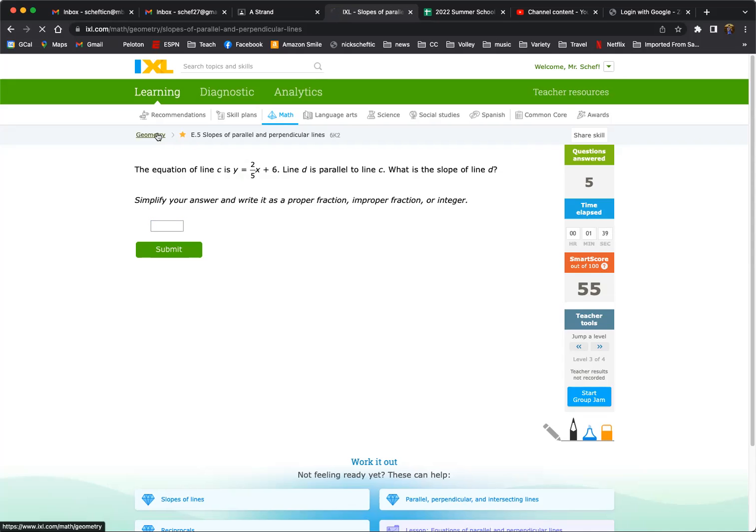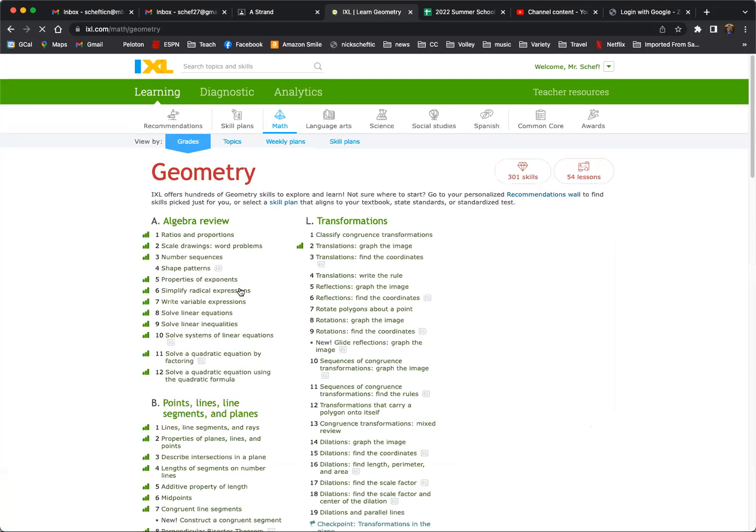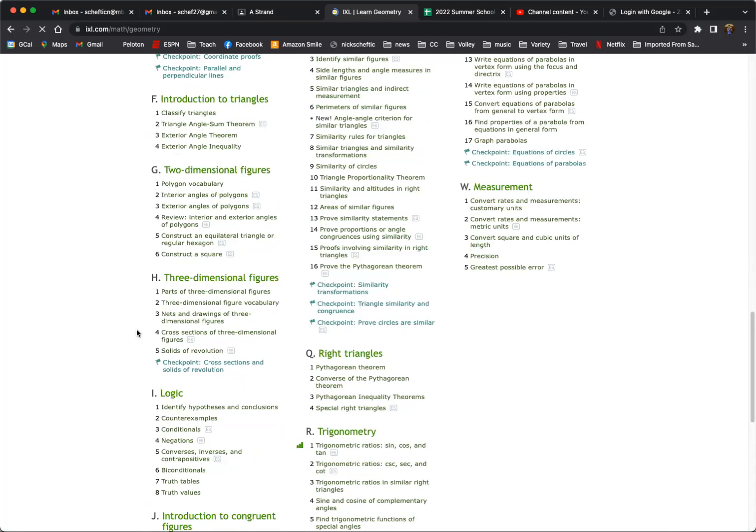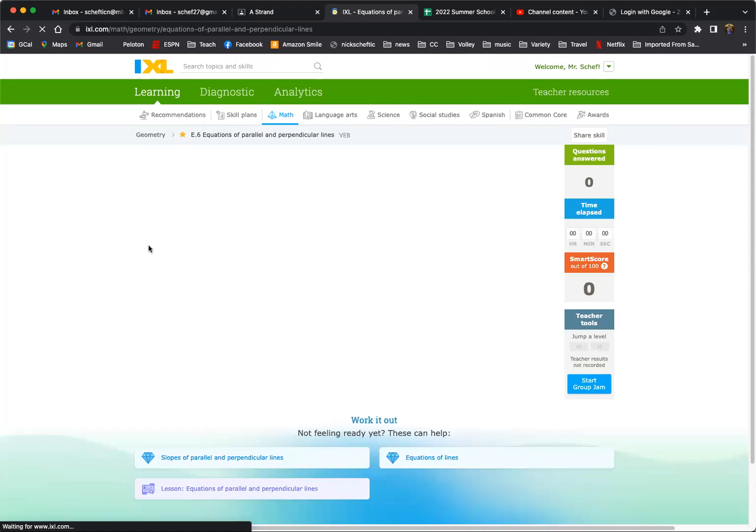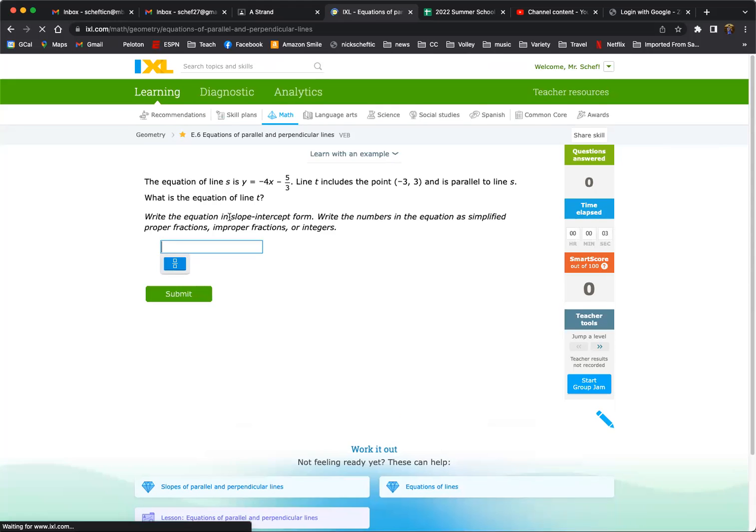All right. So let's take a look at E6. Now we're looking for the equations of parallel and perpendicular lines. They might give us a point to use as well. So we use that point slope formula. So this one, equation of a line s was y equals -4x minus 5/3. And then t includes the point -3, 3 and is parallel to s. So the slope is going to be the same for both of these, right?